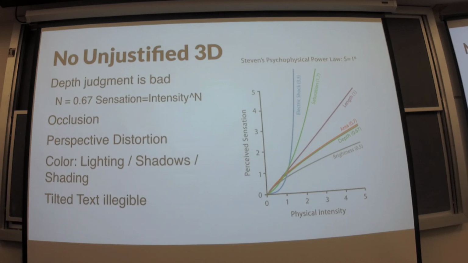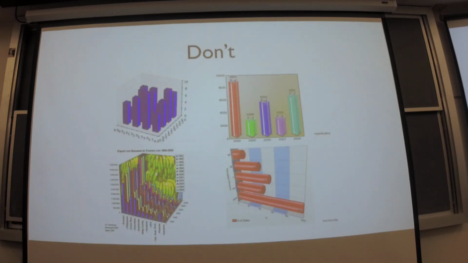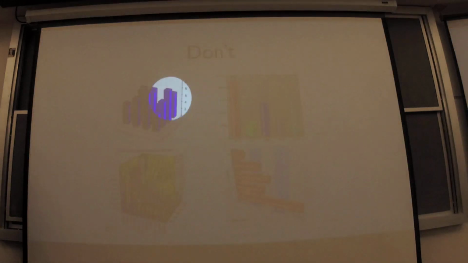Another problem is that if you have 3D charts, you want to label something, right? And then tilted text in any way is illegible. You can kind of avoid this by billboarding, but still that's a problem with 3D charts. So just don't do any of those things. It's pointless, right? So this chart here is not useful.